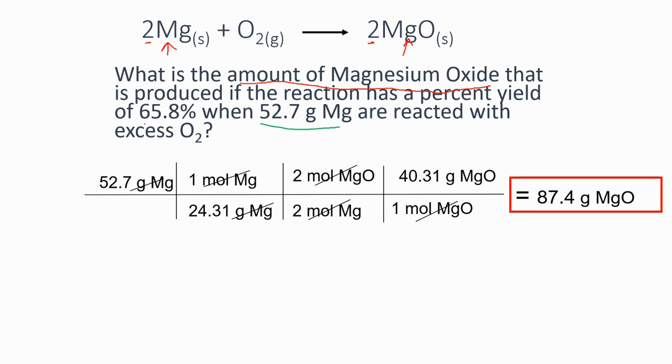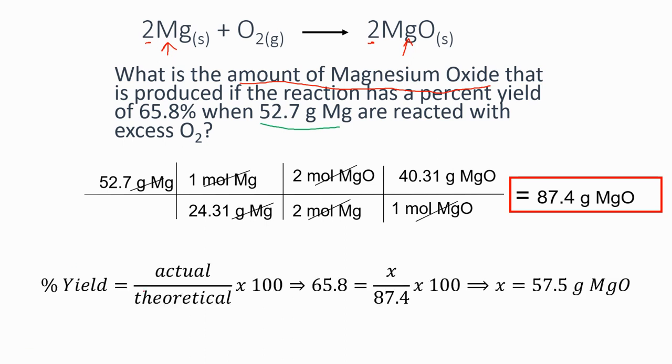However, it tells us that this process only has a percent yield of 65.8%. So what we're going to do now is plug into our percent yield formula. I plugged the percent yield in for the percent yield section. We are looking for that actual amount that is going to be formed. Our theoretical amount was what we did with the stoichiometry, so 87.4. And if I solve this out for x, we see that we're only going to make 57.5 grams of the magnesium oxide instead of the theoretical 87.4.